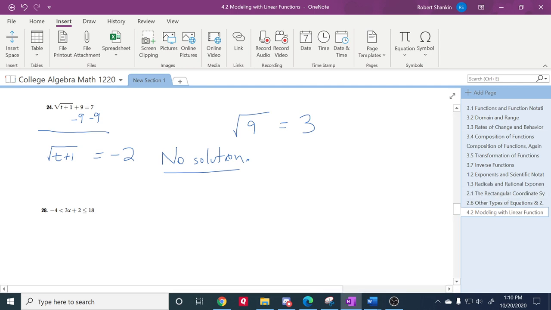Alright, so on double inequalities, the arrows have to be pointing to the left for it to make sense. And what it's really saying is that this 3x plus 2 is trapped between negative 4 and 18. It's bigger than negative 4 on the left and smaller than or equal to 18 on the right. And what we can do is work on all three sides at once. Oops, it's supposed to be minus 2s everywhere.